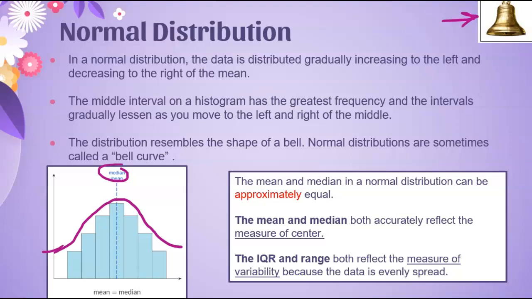So when we look at a bell curve, the mean and the median both reflect the measures of center accurately. You can use the mean and the median to describe your data. You can also, if you want to, describe your data using the measure of variability. You can use the interquartile range or the range. They both reflect the variability correctly because all the data is evenly spaced.